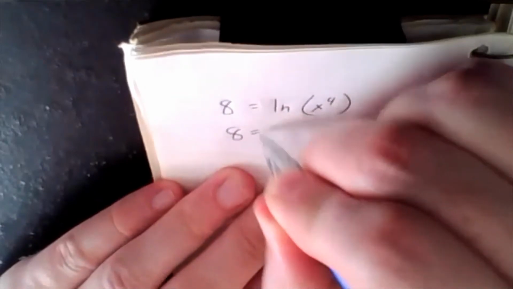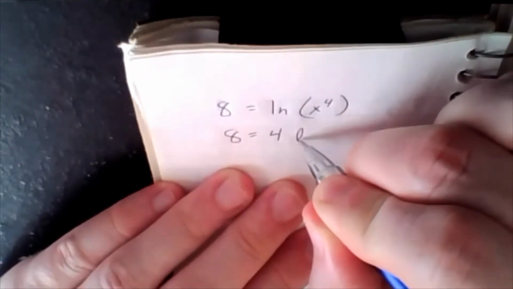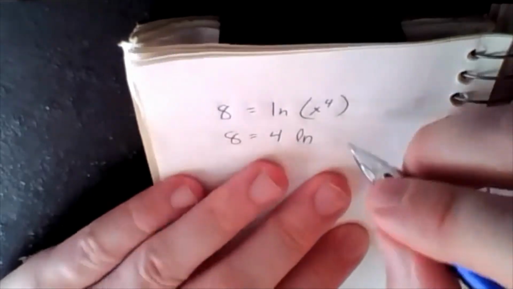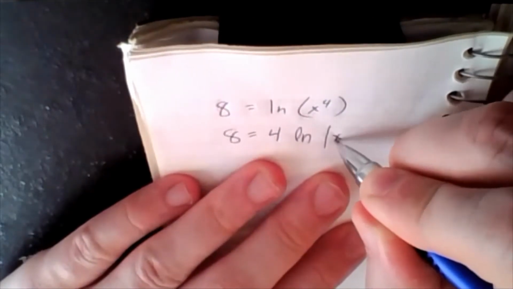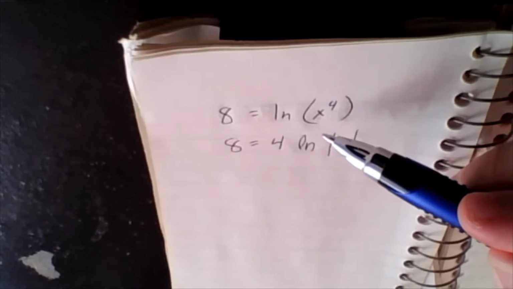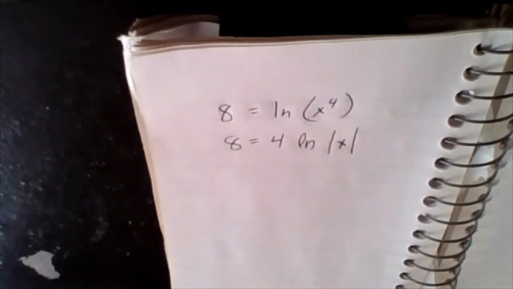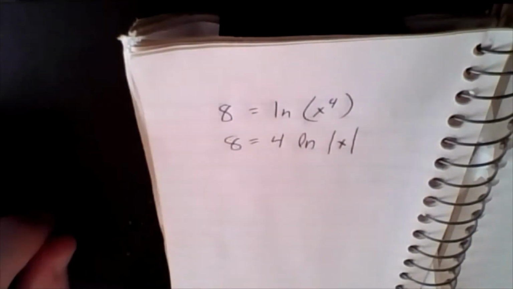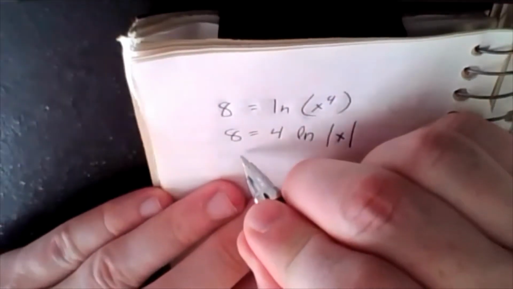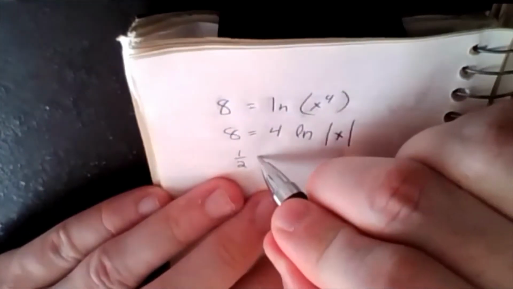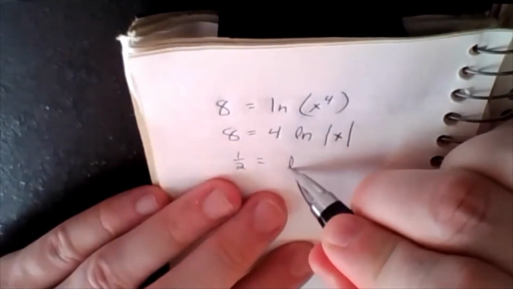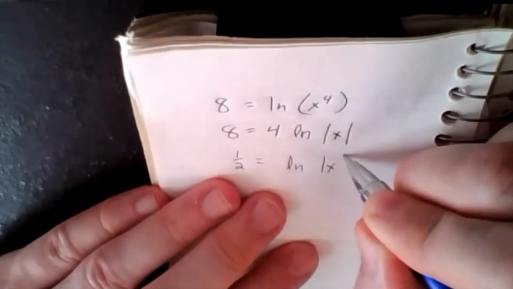You would be very well justified to say that 8 is equal to 4 times this natural log. But now I need to use absolute value bars, because this x could potentially be negative, and raising it to the fourth power would get rid of the issue of taking the log of a negative number. So working this out, I would say that a half is equal to the natural log of x.